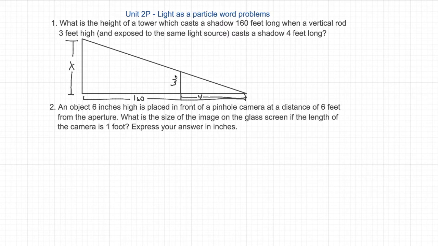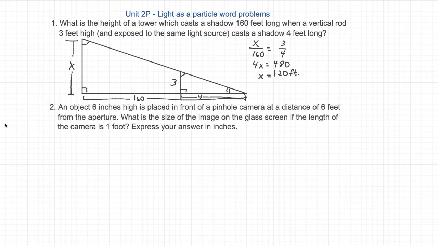So you see we have two similar triangles, the very large triangle and the smaller triangle on the lower right. We know that they're similar because their corresponding angles are equal. So we set up our proportion, and we find that the height of the tower equals 120 feet.